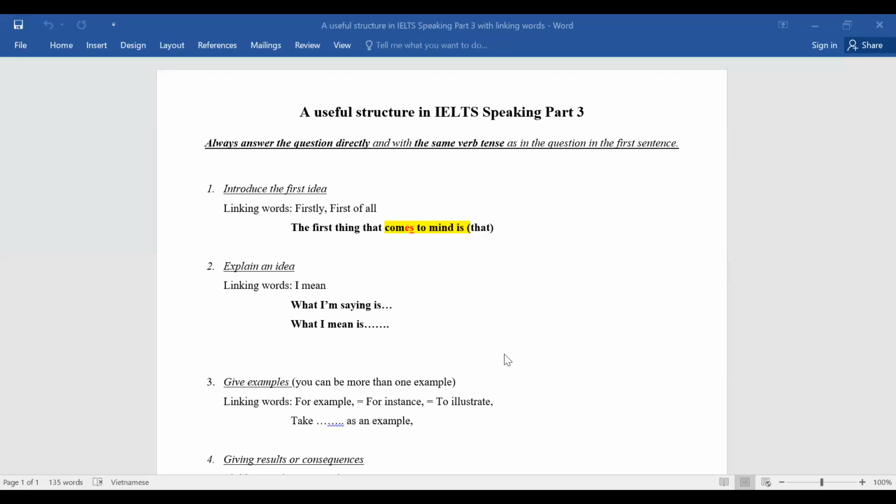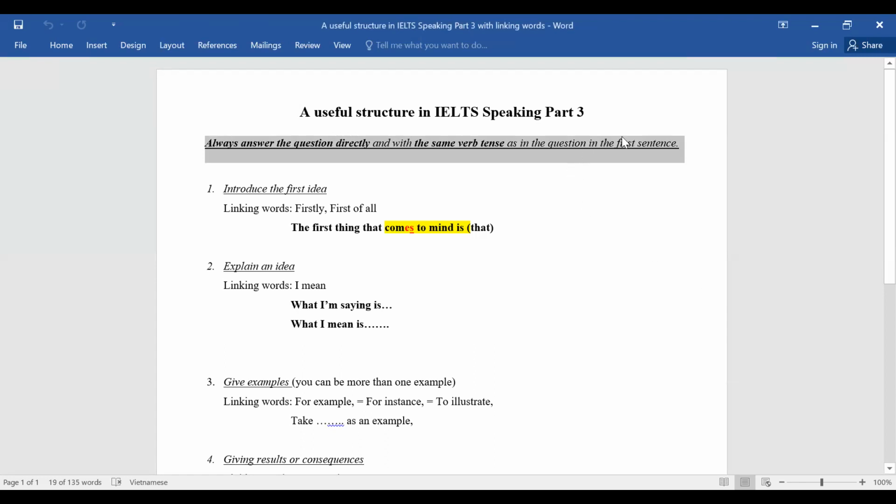It means that you can use a pure structure to develop your ideas in IELTS Speaking Part 3. But now let me show you guys this. We will reuse the pure structure. But there's something new here. Now, this is a very important thing.